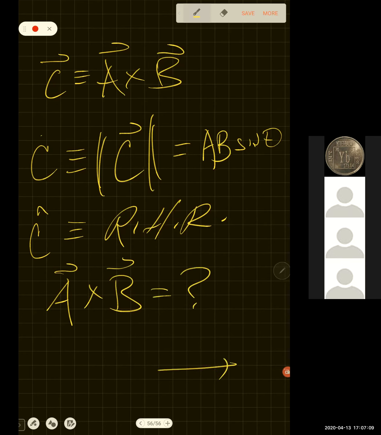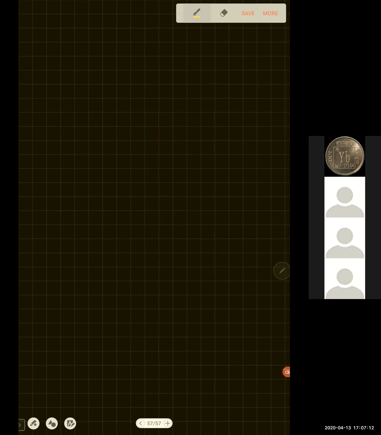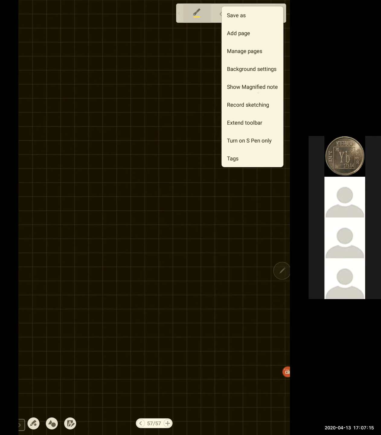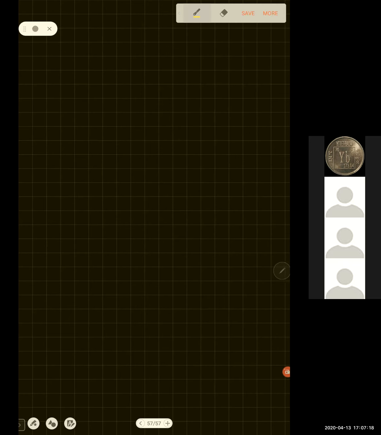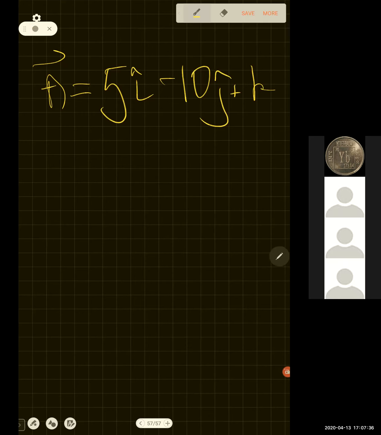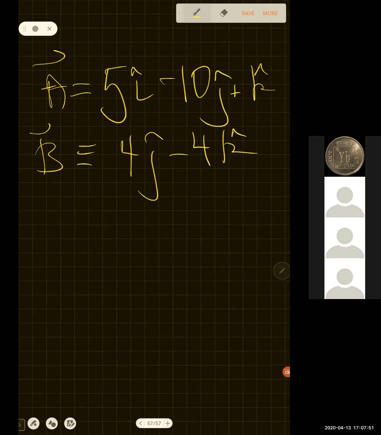Like in the practice example, they're both written out in terms of their components. One of them was that many units in the X direction minus that in the other direction, plus one unit in the third dimension. That's one vector, A. And the other vector, B, just happened not to have any X component. Those are the two vectors.